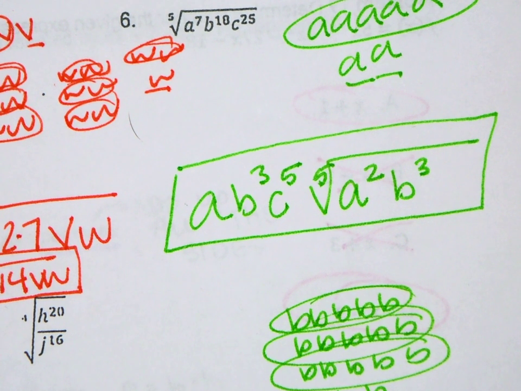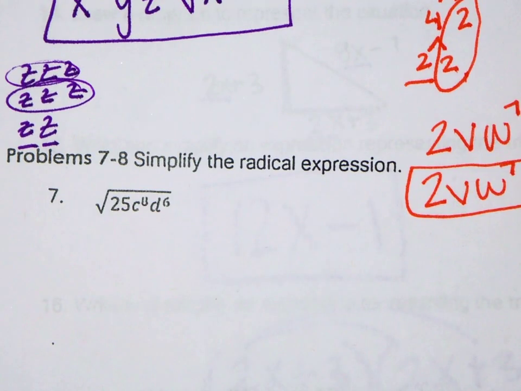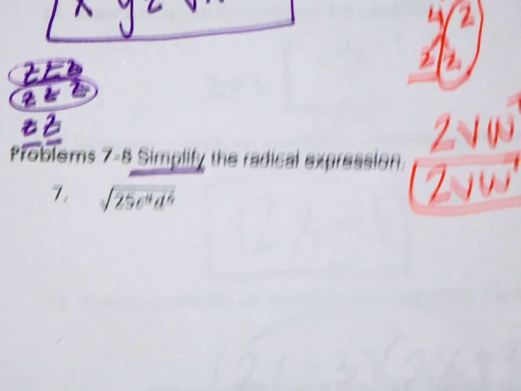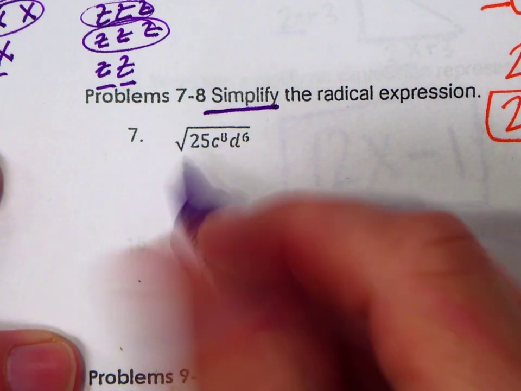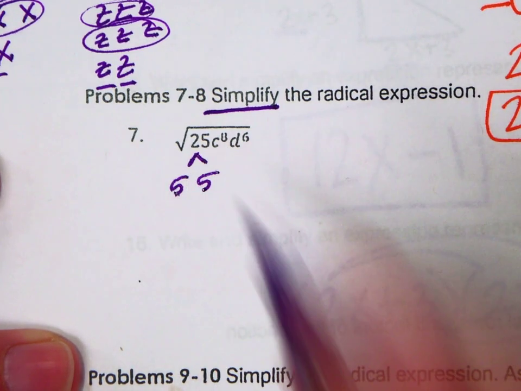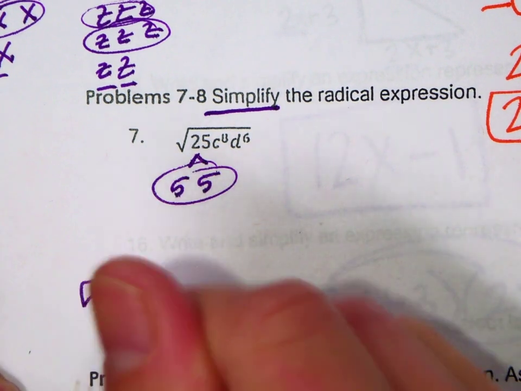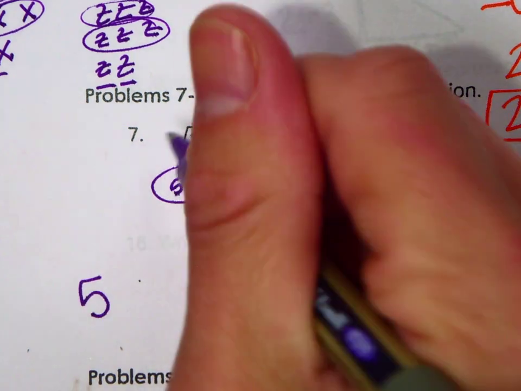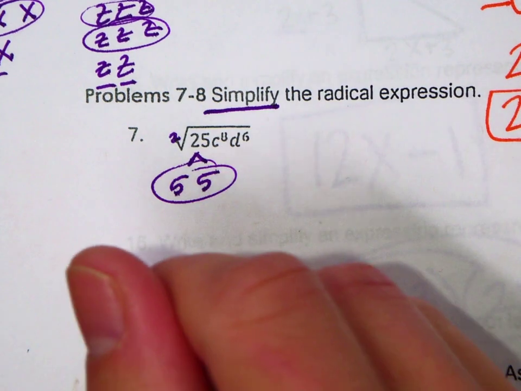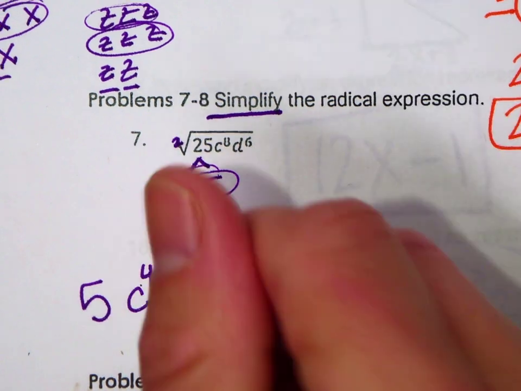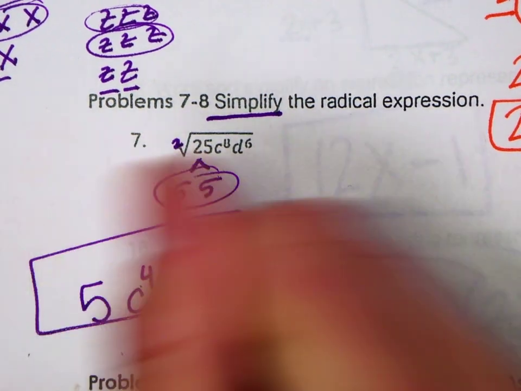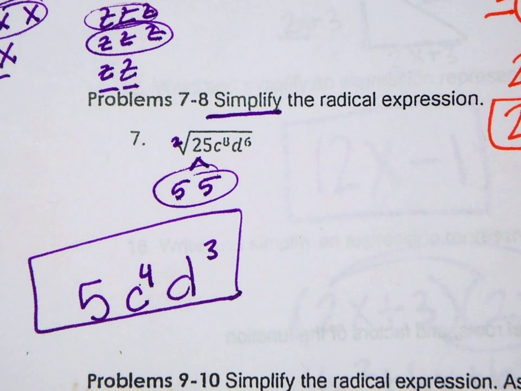All right, let's look at problem 7 and 8. 7 and 8 also say simplify, so we're doing the exact same thing. All right, 25 breaks down to 5 and 5. So you have a group of 5 that works out. It's a perfect root. This is a square root. 2 goes into 8 4 times. And 2 goes into 6 3 times. And you're done.